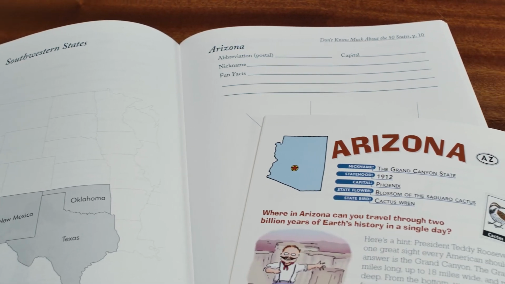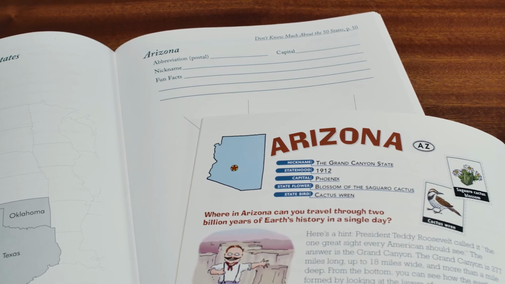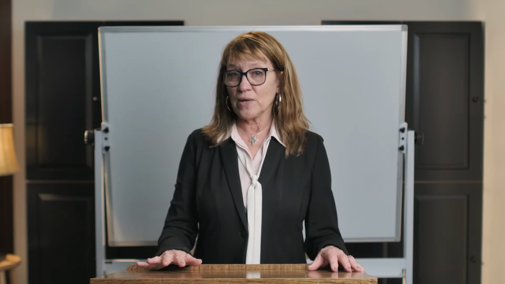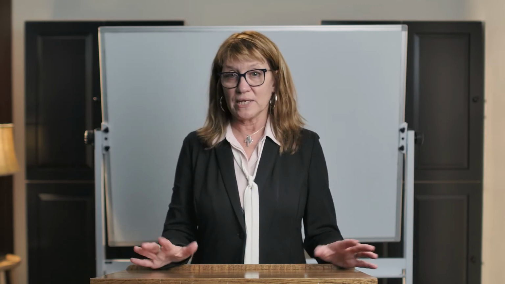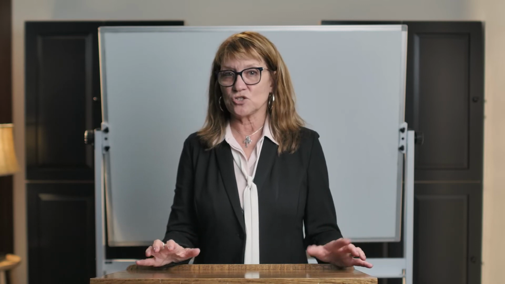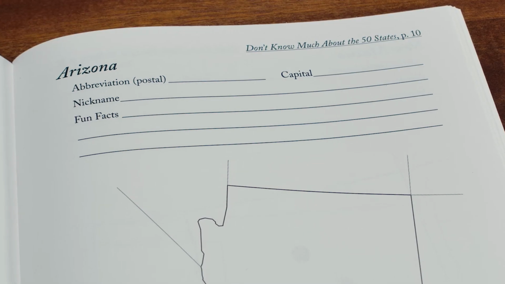First, find the nickname of the state, if it has one, and copy it from the Don't Know Much book to the student workbook. Then read the information on the page about the state. This can be student-read or teacher-read, or a combination of both. Stop and talk about the reading to generate interest as you go. Then you're ready for the fun facts part of the workbook.